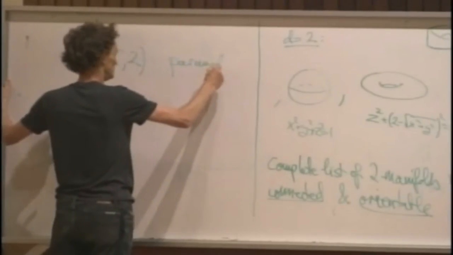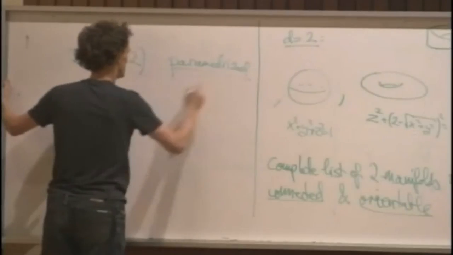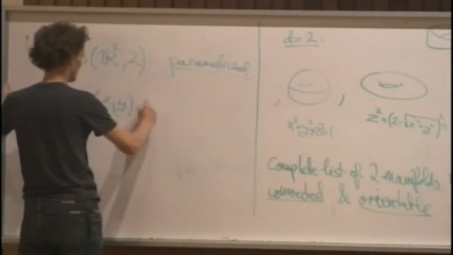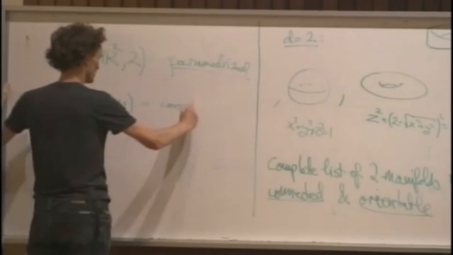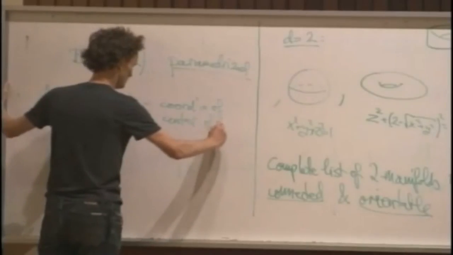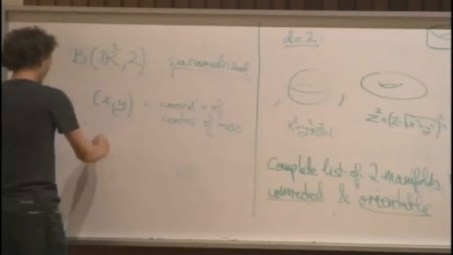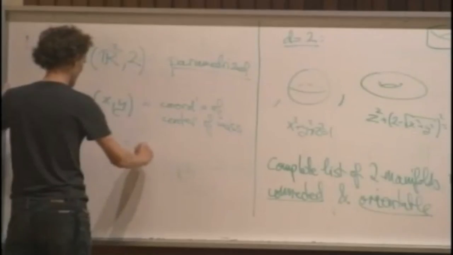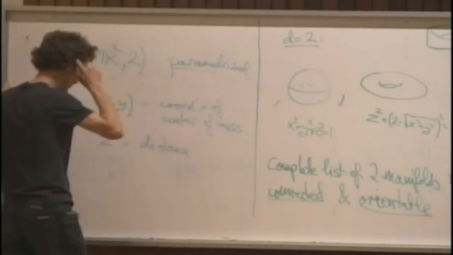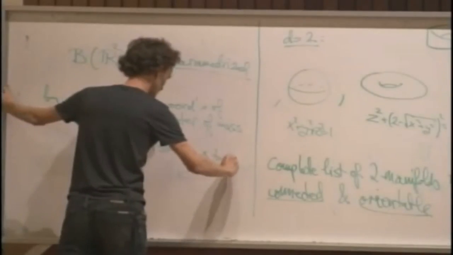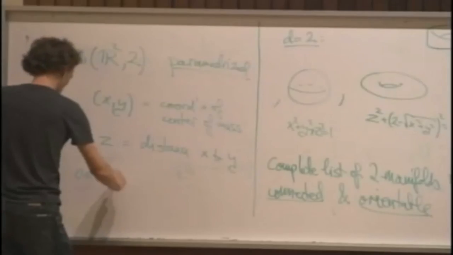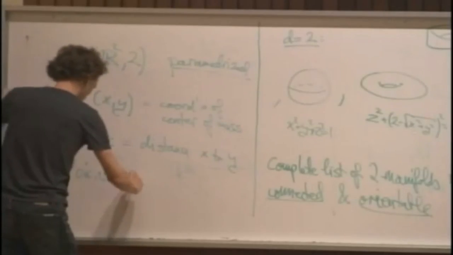Parameterized. X, y. Coordinates of the center of mass. Z, distance from x to y. And an angle between 0 and 180 degrees.